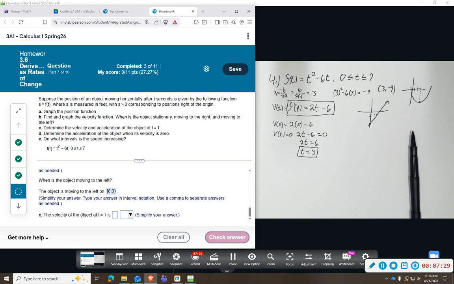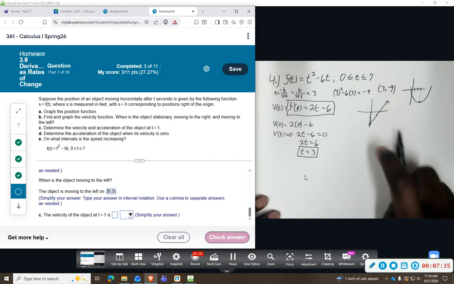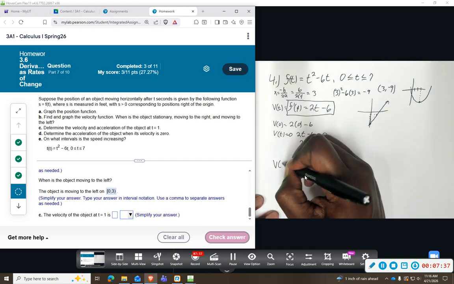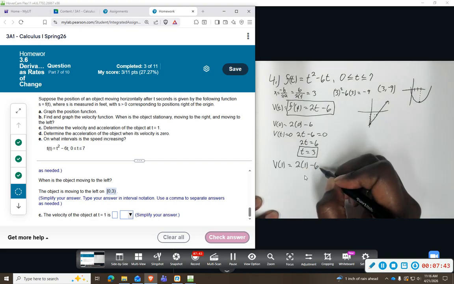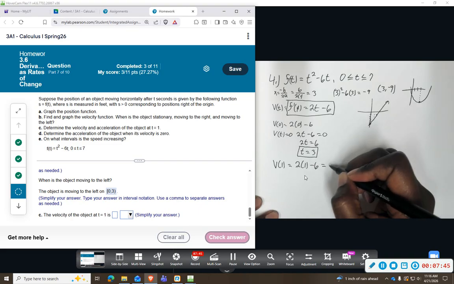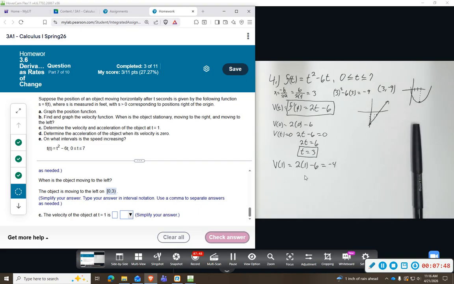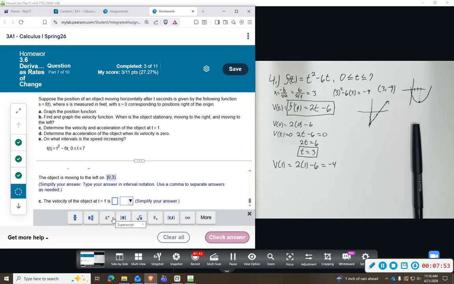The velocity of the object at t equals 1. We have our velocity equation, and we're going to plug in 1. V of 1 is 2 times 1 minus 6, 2 minus 6, negative 4. So at time 1, velocity is negative 4. And that should be feet per second.